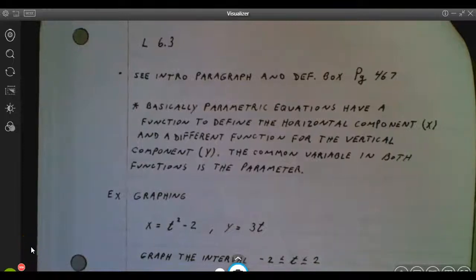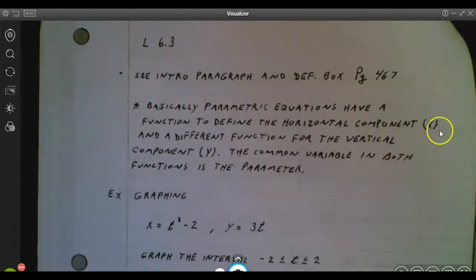Hey guys, so for lesson 6.3, this starts out with coming back to an idea that we have run into earlier this year about parametric equations. So I wanted to take a minute, and really the math on this is fairly simple, but I wanted to kind of help you wrap your head around the idea of these parametric equations and why they are what they are and kind of how these work.